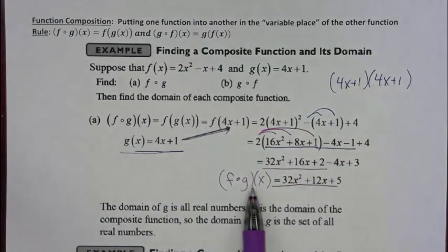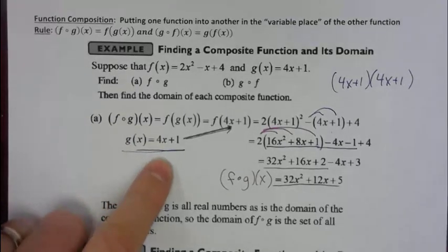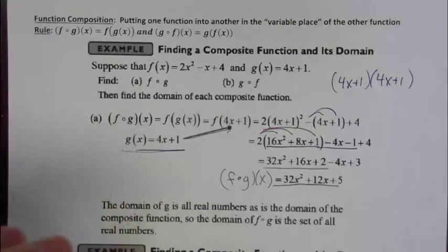Remember that g is on the inside and f is on the outside. As a function by itself, the domain of g is all real numbers, since a line goes forever in both directions. So if all of your inputs are all real numbers, the domain of the composite would be all real numbers as well. Your g is the inputs of your composite. And that covers our first example.